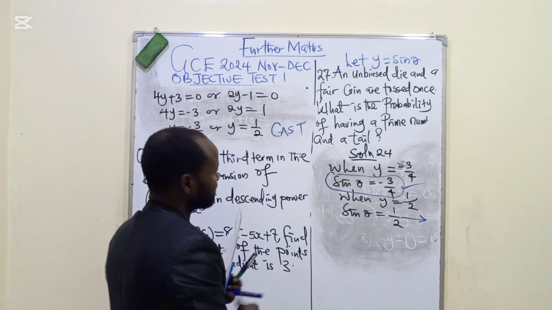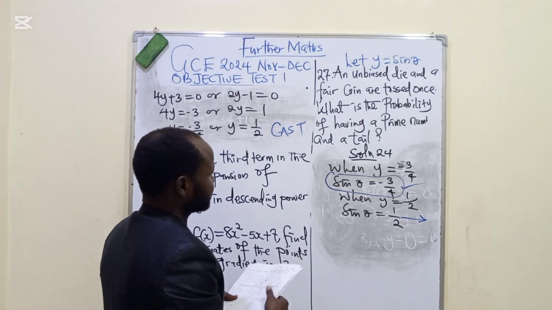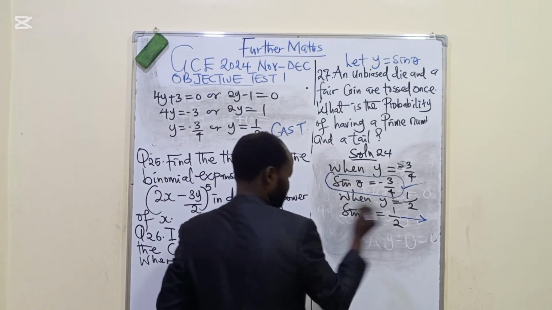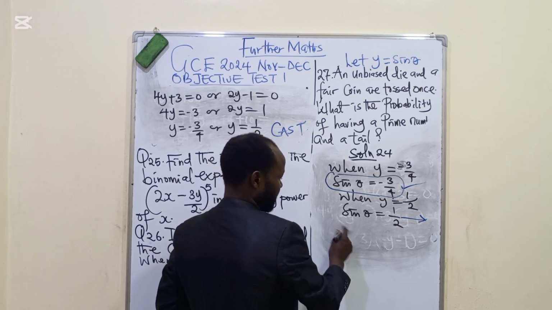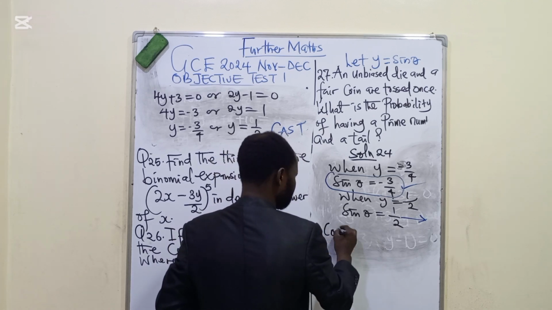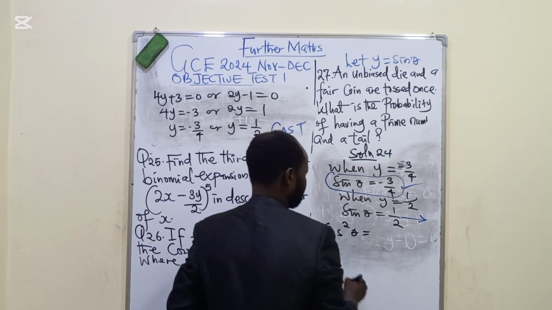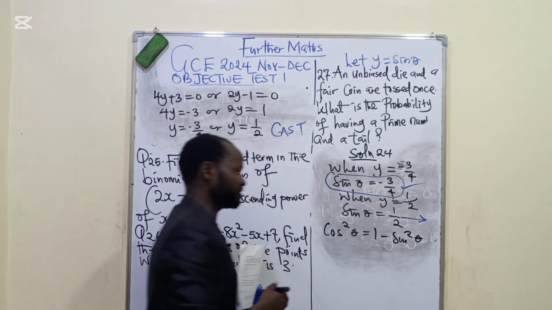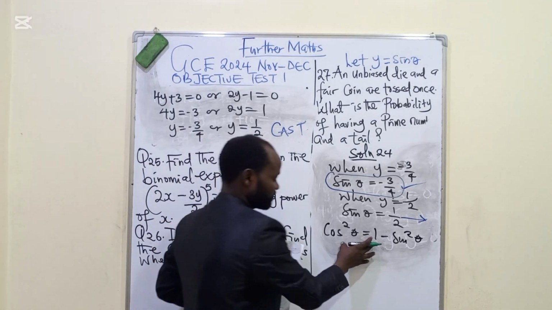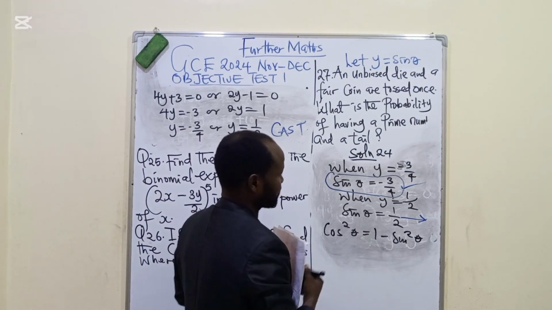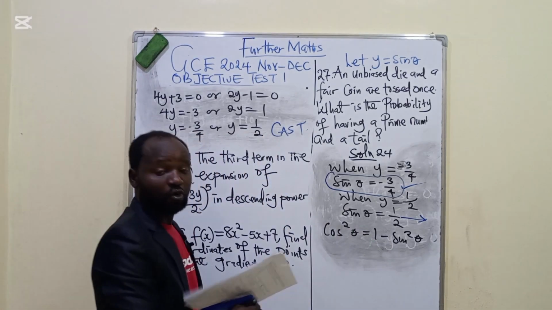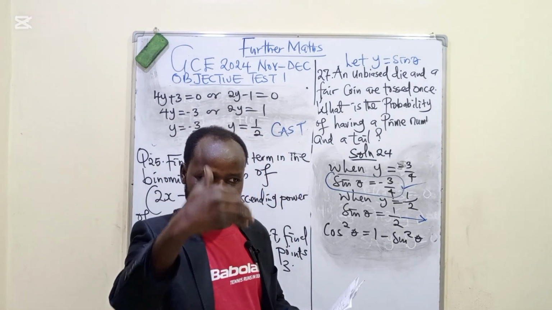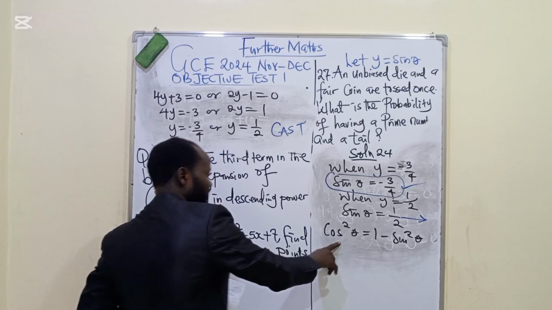Very important. If sine theta is negative, then from here we established the fact before that cos squared theta is the same thing as 1 minus sine squared theta. We established this fact. So let's find cos theta. Why? Because we are asked to find the value of tan theta, and tan theta is nothing but sine theta divided by cos theta. So we need to find cos.